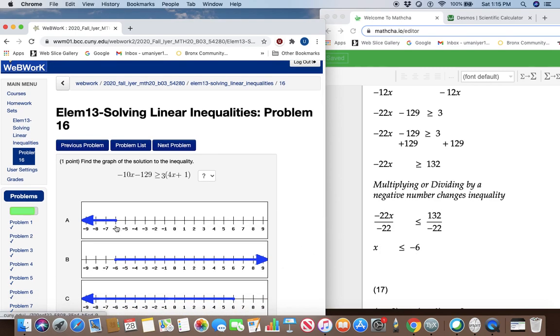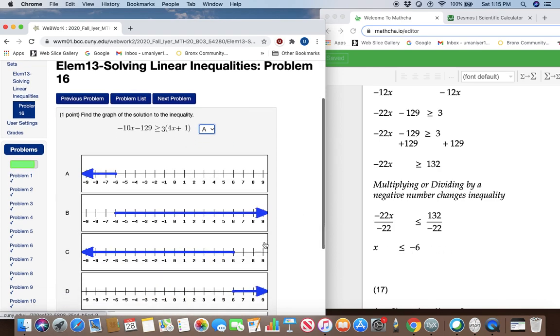Negative 6 less equals, that equals makes sure I don't have an empty circle, I have a filled in circle. It's a filled in point. Answer is A. Okay, less equals negative 6.